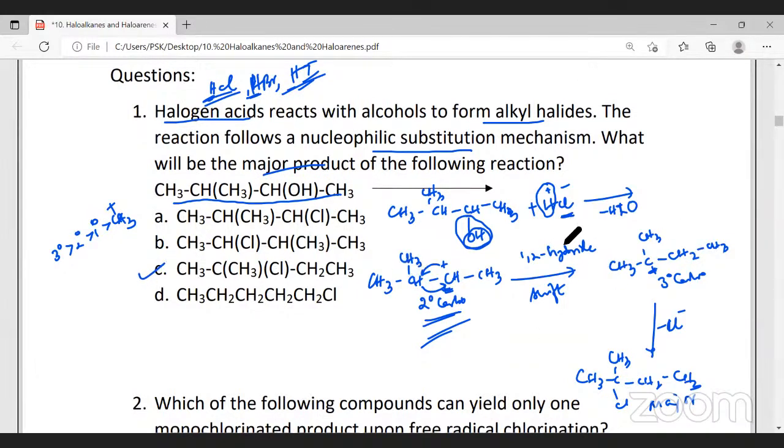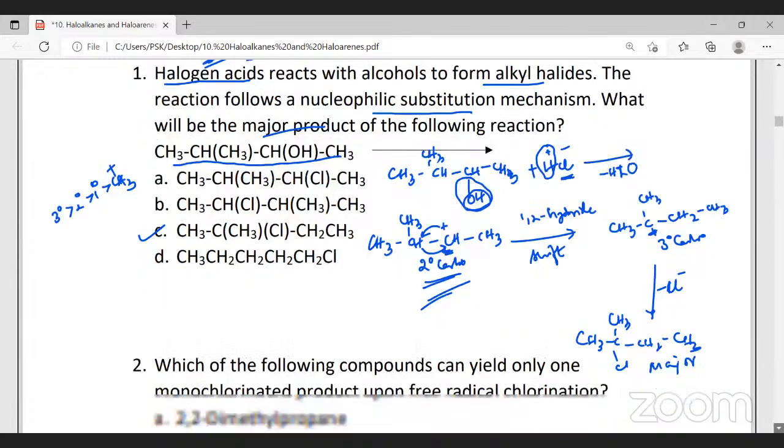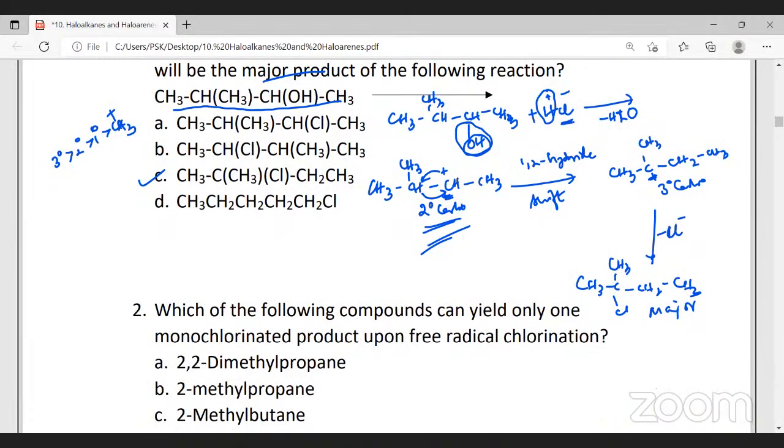See, if there is no possibility for hydride shift, then tertiary carbocation will not be formed. But here, this H can shift here, and the carbon gains positive charge, forming a tertiary carbocation. Since tertiary carbocation is more stable, the product formed will be option C. Did you follow this?